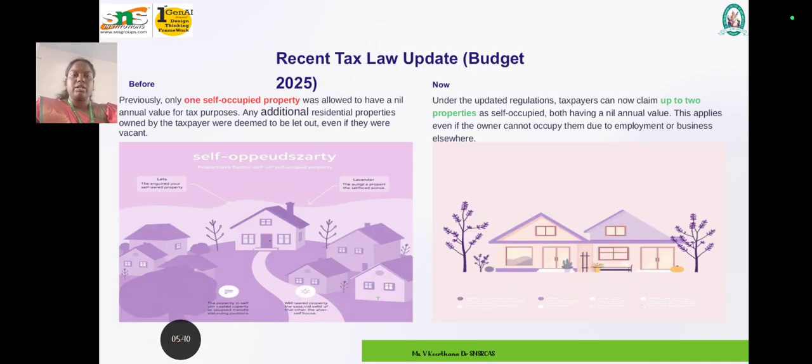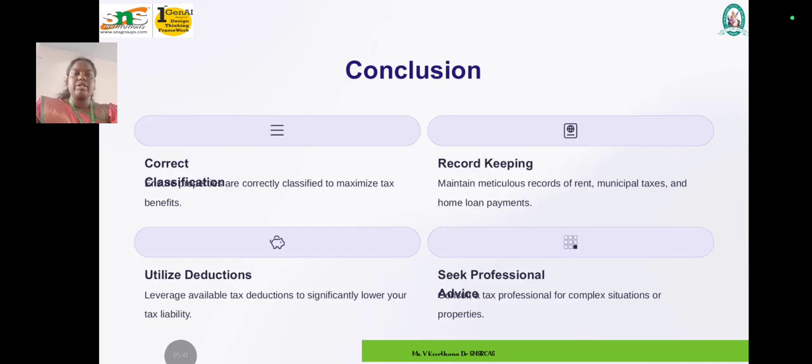Coming to the conclusion, first we have to classify the property into the proper and accurate category. Next is record keeping. Maintain meticulous records of rent, municipal taxes and home loan payments. Next, utilize deductions. Leverage available tax deductions to significantly lower your tax liability. And coming to the end, seek professional advice. Take advice from tax professionals for complex situations or properties.